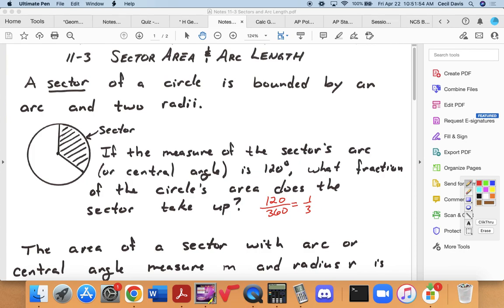Unfortunately. Right, what if it was like 73 or something? I would not like that. It would be 73 over 360ths of the circle. That does seem unnecessary.